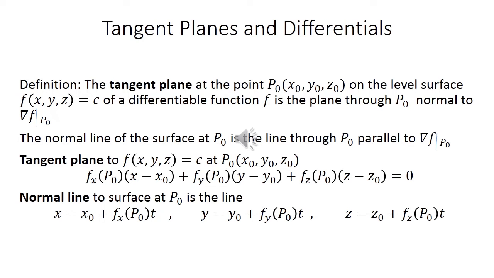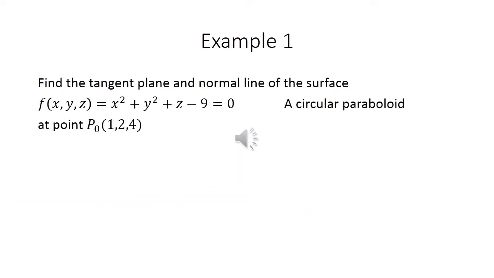And the normal line to the surface at P0 is the line defined by these three equations: x equals x0 plus the derivative of f with respect to x at P0 times t, and y equals y0 plus the derivative of f with respect to y at P0 times t, and z equals z0 plus the derivative of f with respect to z at P0 times t. Now let us consider the following example.